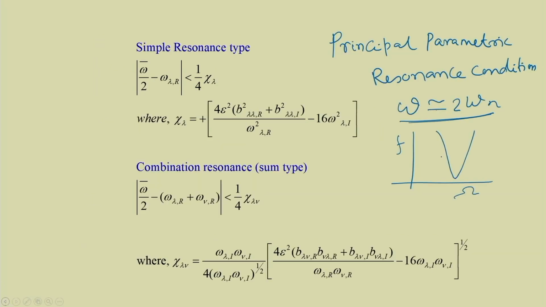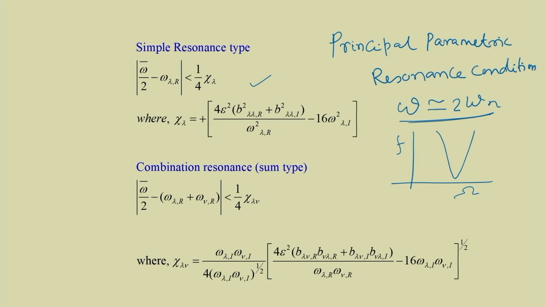To find this transition curve or this instability region, you can use this equation. What is this equation? For the principal parametric resonance case, you can find this equation, that is omega bar by 2 minus omega, where omega is the square root of lambda r, that is lambda r is the real part of the eigenvalue.